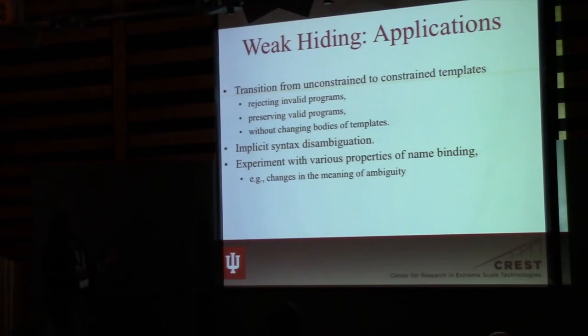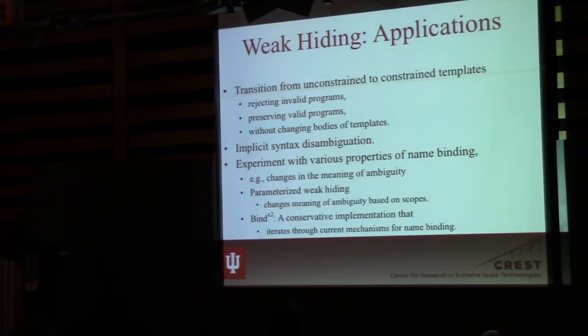So we can also use weak hiding to experiment with various properties of name binding, like changing the meaning of ambiguity. And last year I talked about parameterized weak hiding, for example, which allowed us to say that, so long as I am in a constrained environment, ambiguity is not going to be an error, but once I'm outside of a constrained environment, ambiguity is going to be an error as usual. Those kinds of things. And all this exploration led us to this implementation for weak hiding.